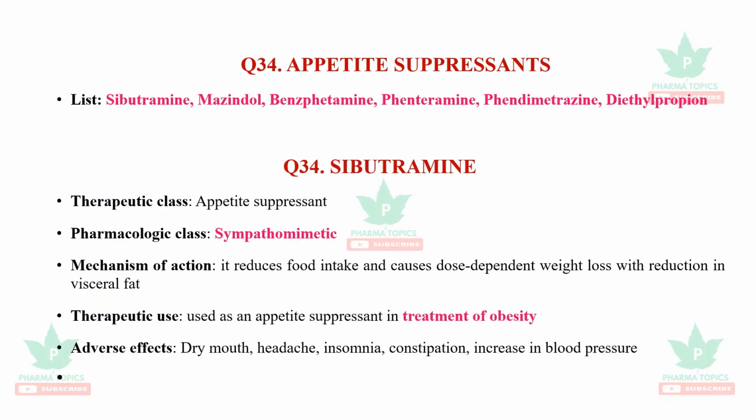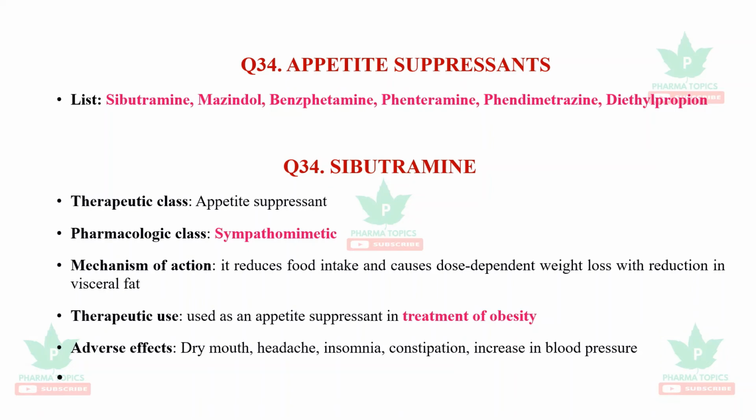The next question is appetite suppressants, which are called anorexiants. Orexiant is appetite stimulant, anorexiant is appetite suppressant. The list of anorexiants includes sibutramine, mazindol, benzphetamine, phentermine, pendimetrazine, and diethylpropion.